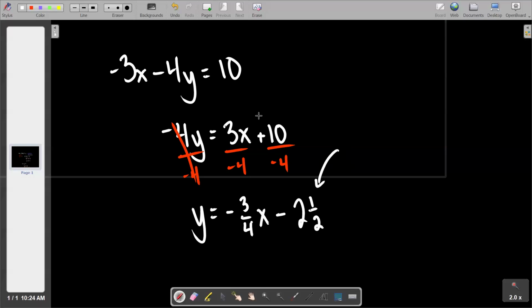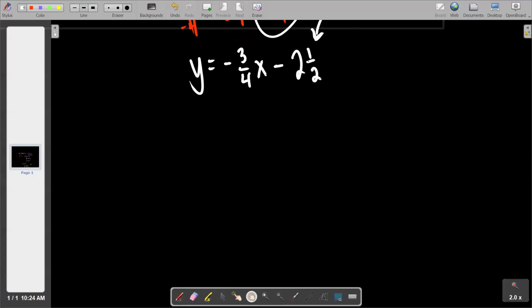So again, I did 10 divided by 4, which is 2.5, right? Except it's negative, and that's why I put this right here. Good, good. So far, so good. Okay, let's go again. Let's do x plus 3y equals -12.